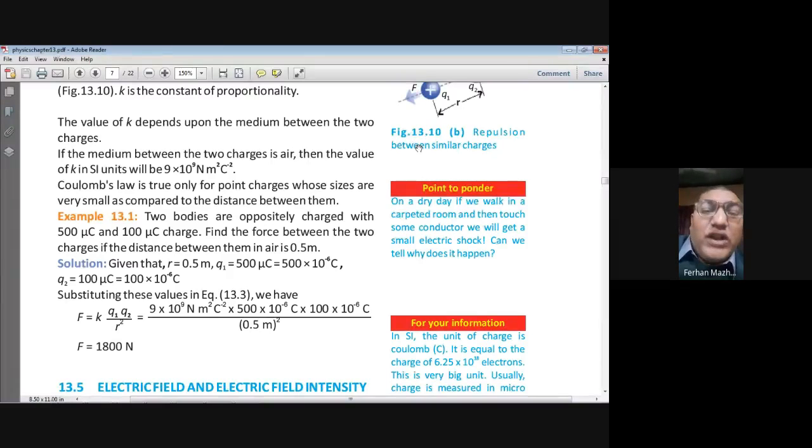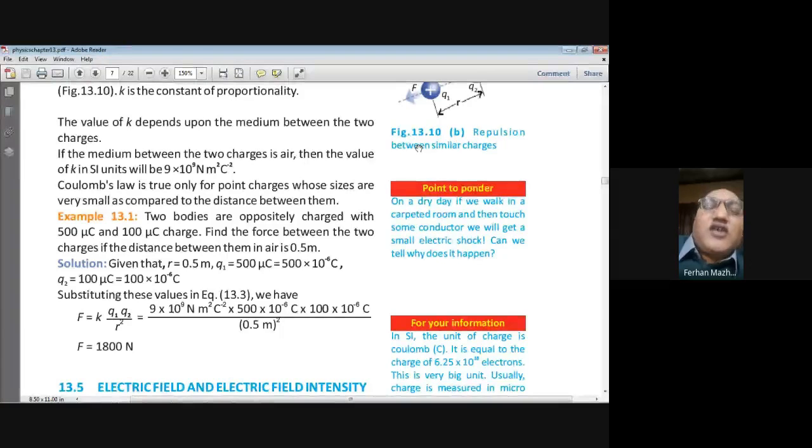What does this mean? In your exam, what kind of question will they ask you? For example, if I have two charged bodies and the force of repulsion between them is 20 Newton at a certain distance, and then you double the distance between their centers, what will be the new force?